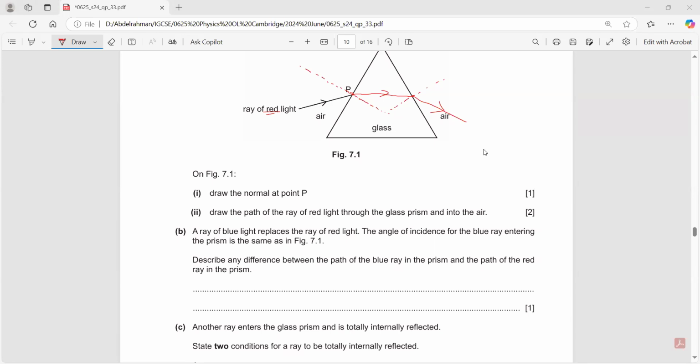Why will it refract more? Because it has a higher frequency. The blue ray refracts more.